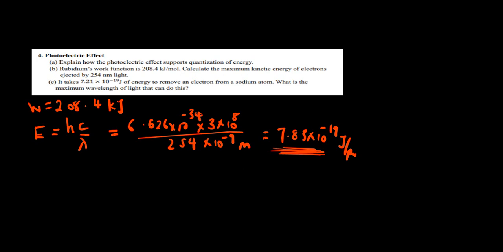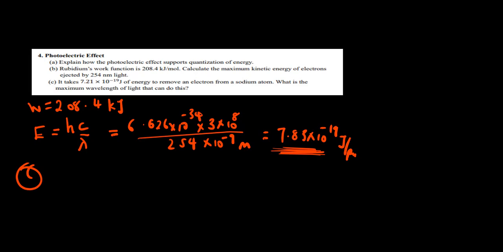Then let's go to C. Apparently C is saying it takes 7.21 times 10 of energy to remove an electron from a sodium atom. What is the maximum wavelength of light that can do this? So what are we going to do? We are finding the maximum wavelength of light. If we make wavelength the subject of the formula in this expression, what are we going to have?